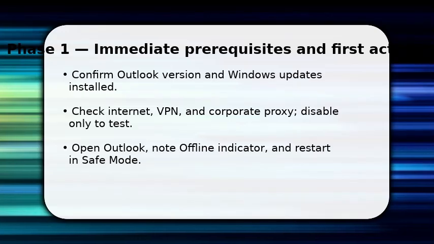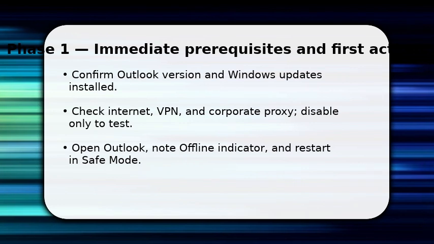You start by confirming basics, Outlook version and current Windows updates because compatibility matters. Once done, verify your network connection and temporarily disable VPN or proxy to rule out routing. These often cause offline status.